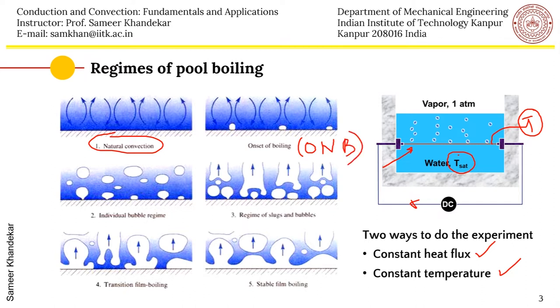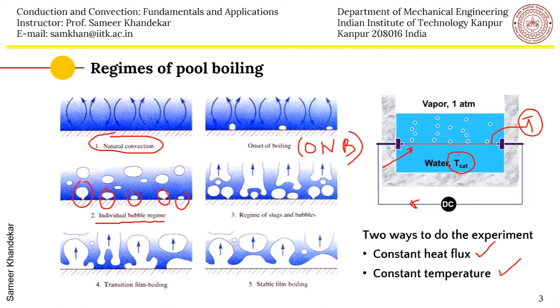Now if you increase the heat flux further, you will see a lot of bubbles, but you can still see them individually. That means you can count them, probably from this nucleation site, from this nucleation site, bubbles will rise, and we are still able to see individual bubbles which will come out from this wire surface.